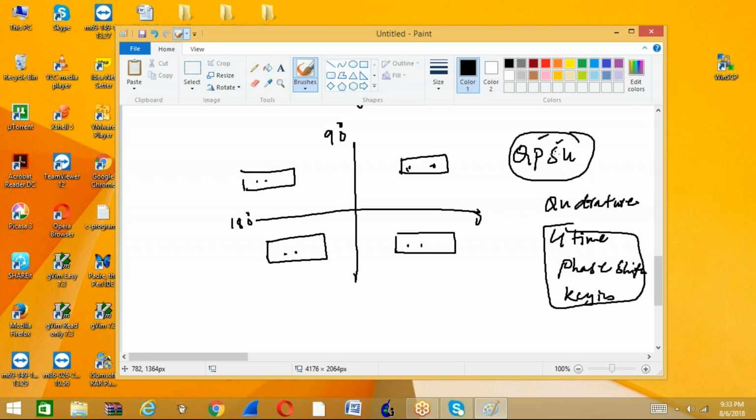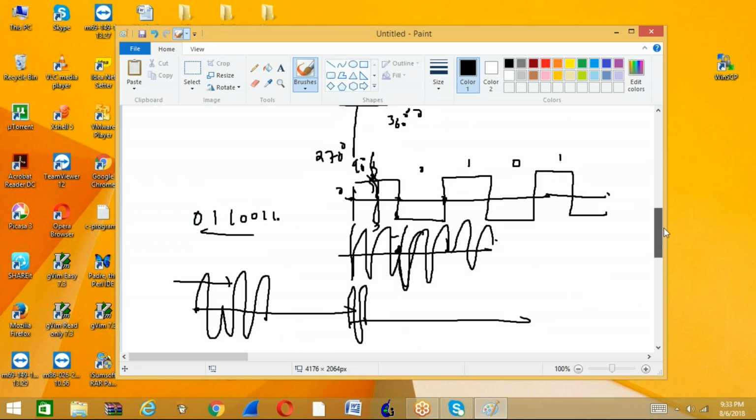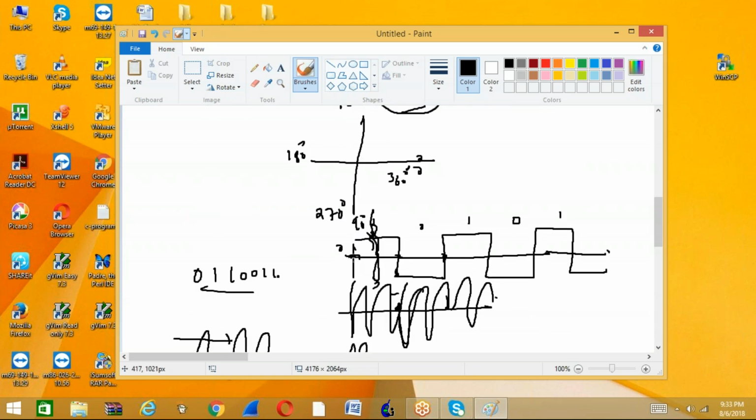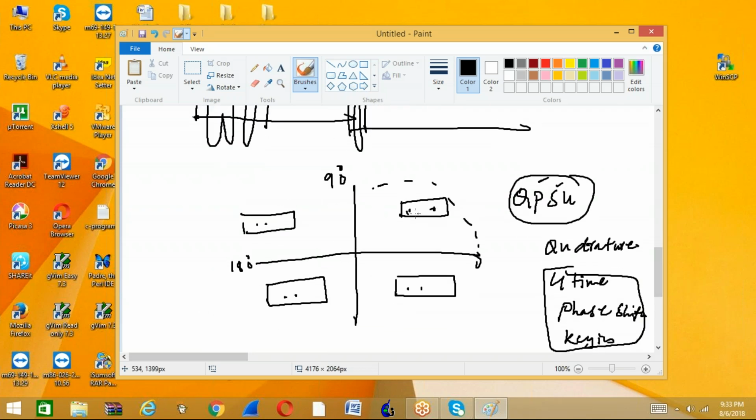Here we have one phase shift from 0 to 90 in a cycle. The signal goes from 90 to 180 as one phase shift, 180 to 270, and sorry, 270 to 360, so in one cycle we have four phase shifts. Now for every phase shift, two bits will be transferred.